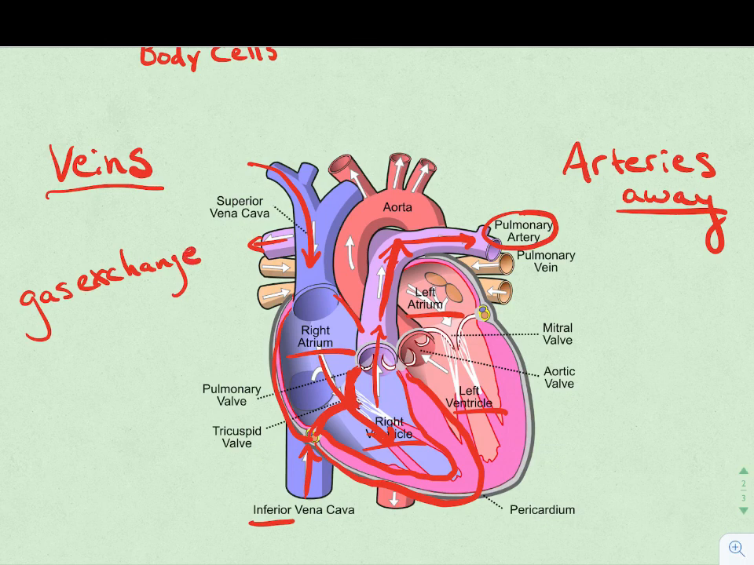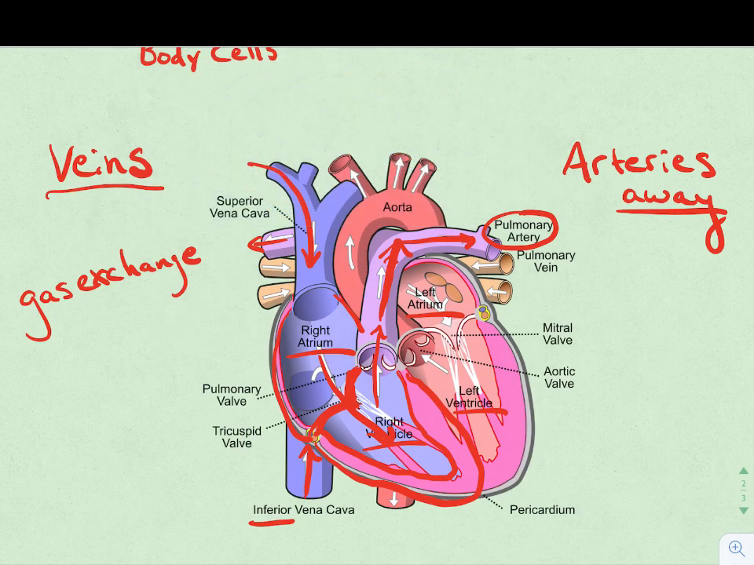But what happens is carbon dioxide leaves the blood and oxygen enters the blood. And so we now have oxygenated blood. And that means that we're dealing with the left side of the heart. The left side of the heart deals with oxygenated blood. The right side deals with deoxygenated blood. So let's look at that. As we saw, we went out of the pulmonary artery.